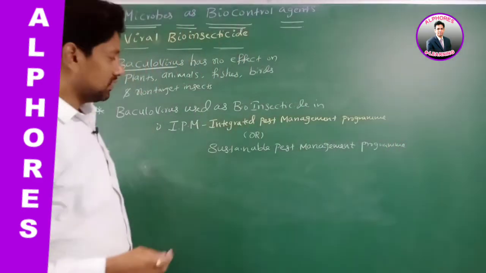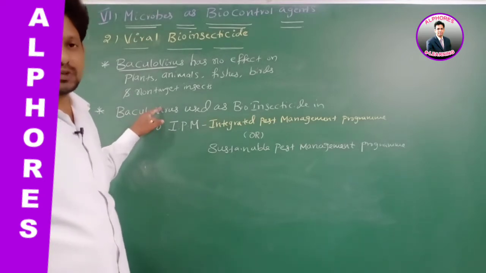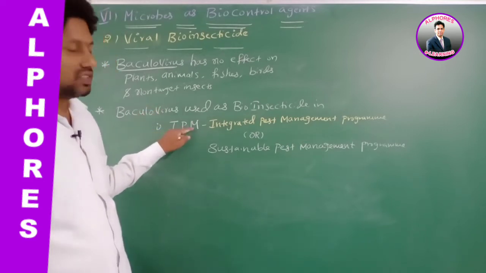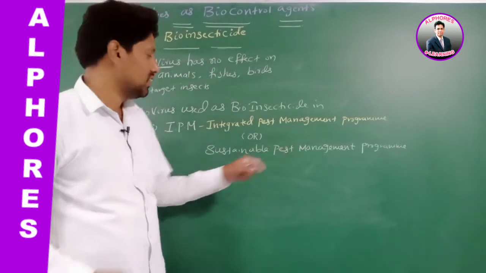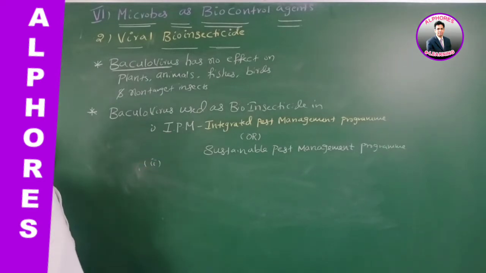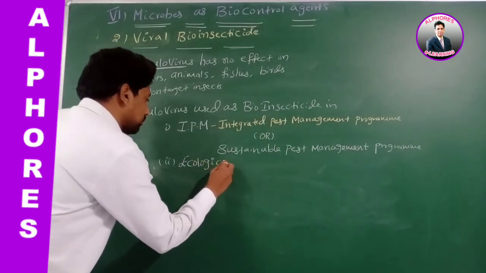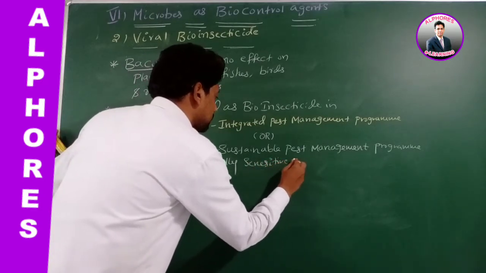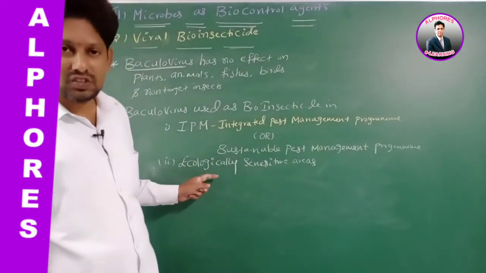Is this statement okay? Right. Baculovirus is species specific and it shows narrow spectrum insecticidal applications. So baculovirus is used in IPM, that is Integrated Pest Management Program, nothing but a sustainable pest management program. It is even used in ecologically sensitive areas. Is this statement okay? Right.